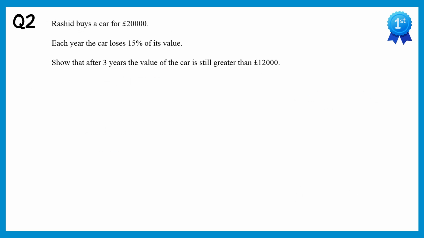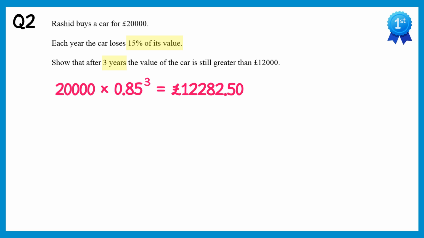In this question, the car has a value of £20,000, but it's going to lose 15% of its value each year. Losing 15% corresponds to a multiplier of 0.85, and this is going to happen for 3 years, so we put that to the power 3. If you type this into your calculator, you'll get £12,282.50, which is clearly greater than 12,000.